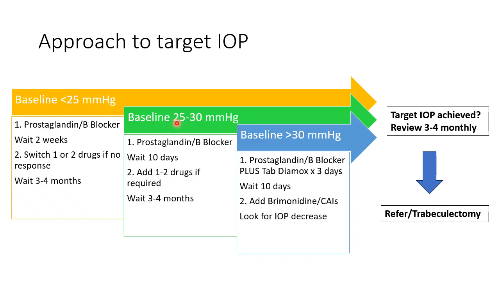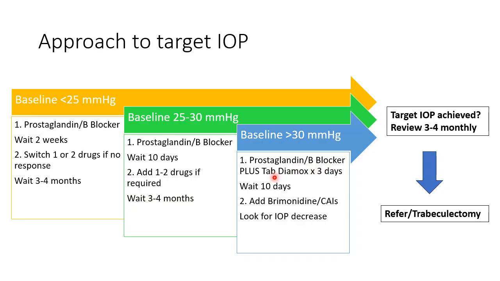If the baseline is between 25 to 30, again you start with the first line drug. You wait 10 days, you add one or two drugs if required. If you're not able to achieve the target IOP, you wait for 3 to 4 months, right? You can still wait if the pressures are below 30 mmHg, for the target IOP to come. The peak action itself takes 2 weeks, right? If the baseline is above 30 mmHg, only a prostaglandin or beta blocker is not a good idea.